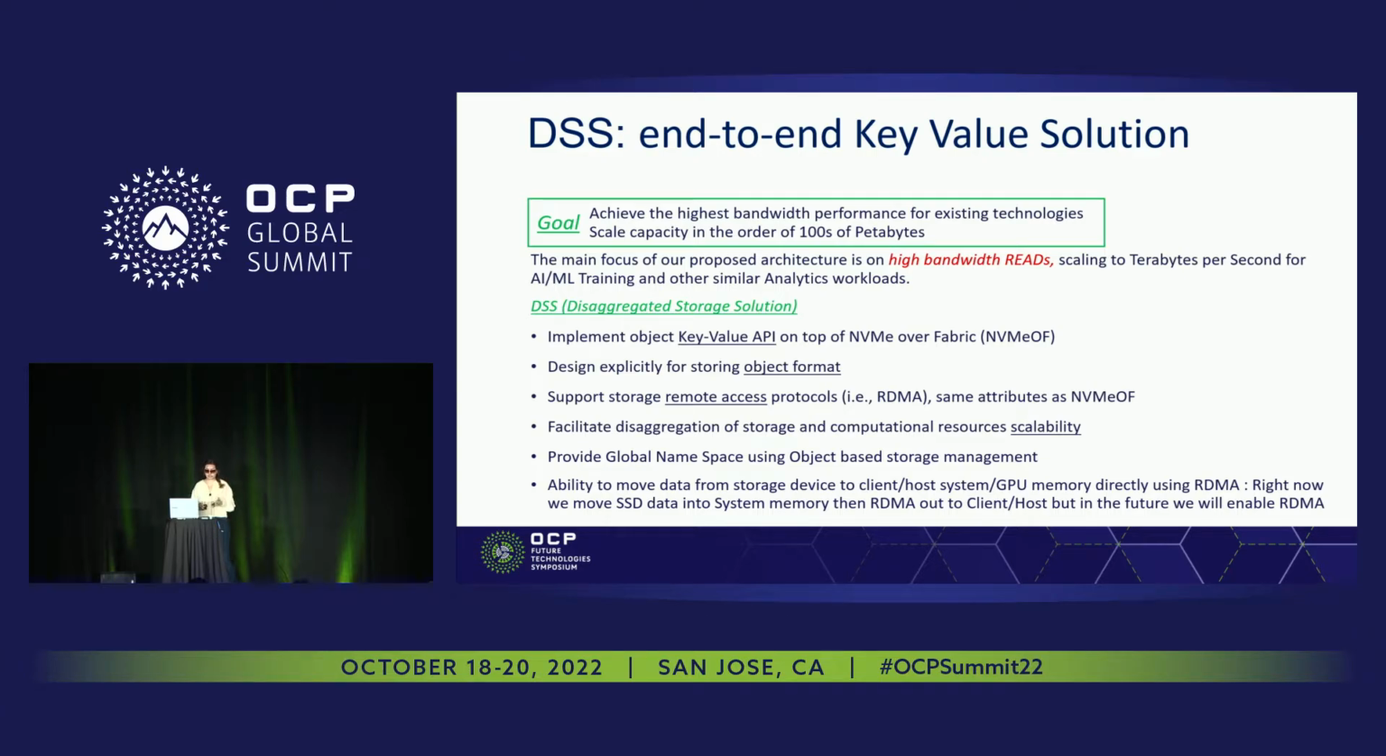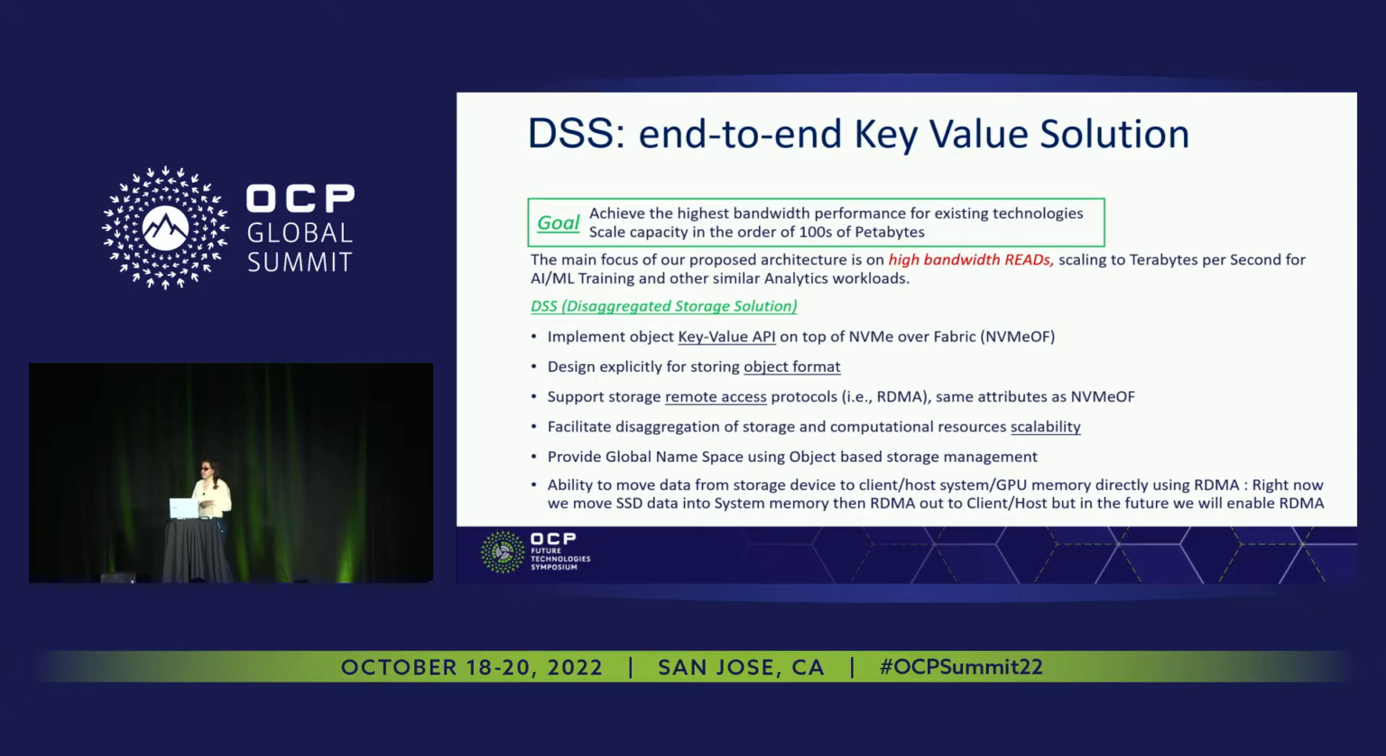Our goal is to achieve the highest bandwidth performance for existing technology and scale the capacity in the order of hundreds of petabytes. The main focus of our architecture is high bandwidth read scaling. So we deprioritize writes in this design, but we want to read at terabytes per second for AI, ML training, and other similar applications.